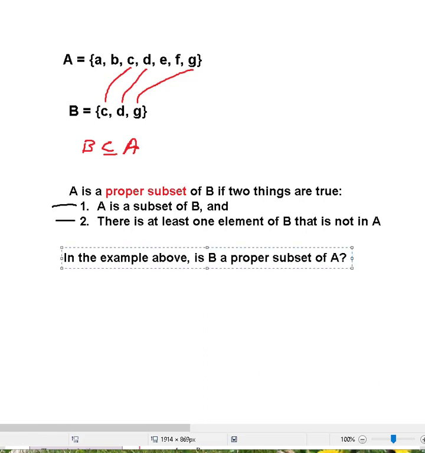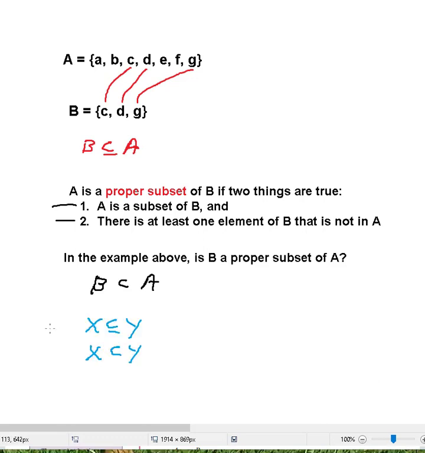So in the example above, is B a proper subset of A? Let's take a look and see if these things are true. Is B a subset of A? Well, yeah, we already said that it was. Is there at least one element in set A that's not in set B? Yeah, there's several. So we could say that B is a proper subset of A. Here's how I'd write it. Notice it's slightly different from what was in red up above.